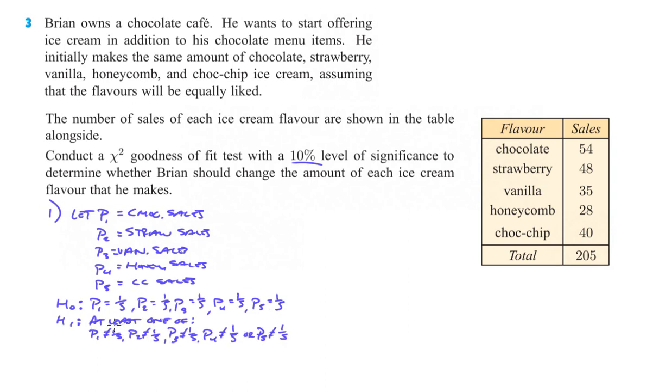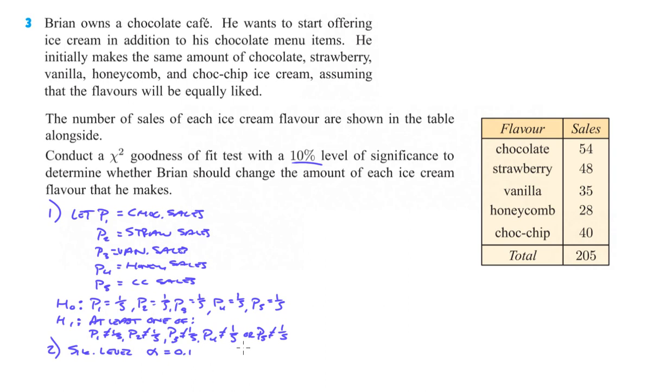Actually, it should really just be that at least one of these is off. And obviously if one of them's off, at least two of them have to be off. Okay? So at least one of those has to be significantly different than 1/5. Okay? So step 2 is our significance level. So our significance level is equal to 0.05, right? Oh no, 10%.